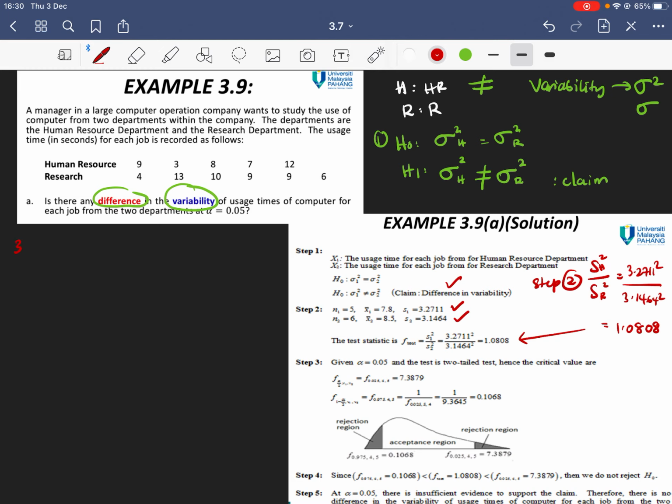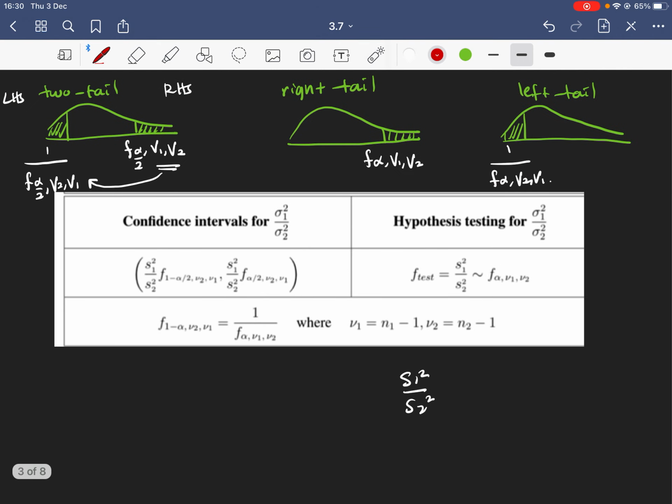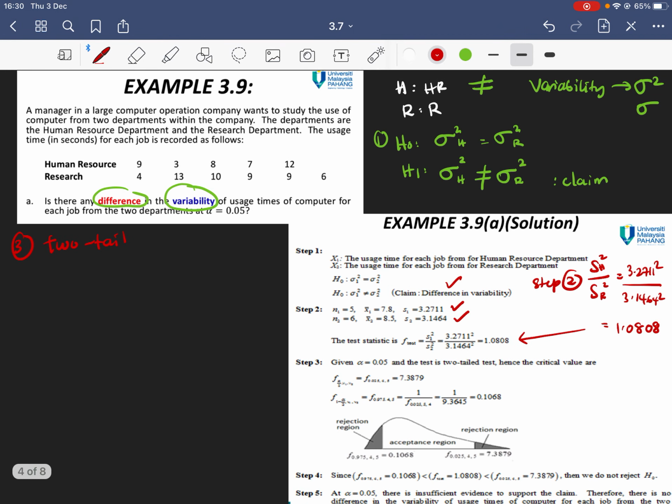Okay, step number 3, it is a two tail. Refer back to my notes here: two tail, you will have two shaded regions. This one on the right side, this one on the left side. So on the right side, it is F alpha over 2, nu 1, nu 2. So now our one is nu H, nu R. Here is 1 over F alpha over 2, nu 2, nu 1, so nu R, nu H. So see the difference here, right?